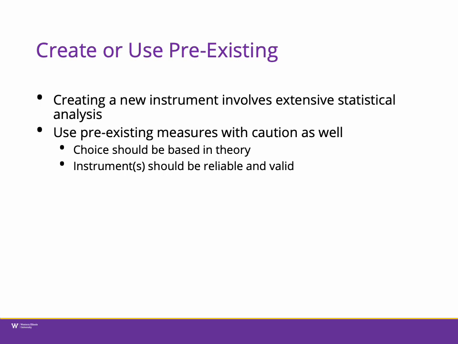So one of the things I mentioned is, should you create your own questions or use pre-existing questions? Well, creating a new instrument involves quite a bit of statistical analysis. You would think it'd be so simple as just go ask a question, right? But certain variables require a lot of questions to ask. For example, there is a measure to ask, how much do you like to think about things? It's called need for cognition.